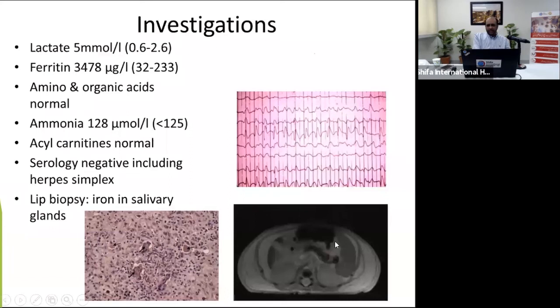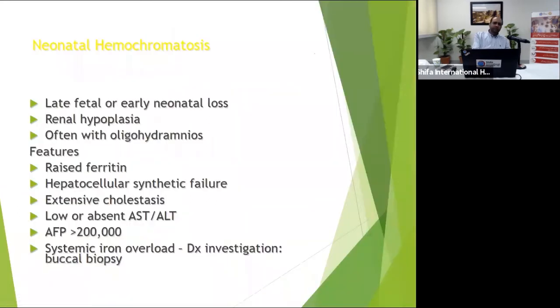If you see the MRI, this is the pancreas. This is also laden with iron. So this is something related to iron. So that condition is neonatal hemochromatosis. This is a late fetal or early neonatal loss history there in such children with the raised ferritin, synthetic failure of the liver, cholestasis.